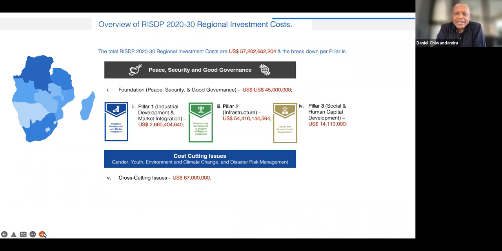And then the last area of costing is on the regional investment costs, and the total projected cost is 57 billion US dollars, and you can see it's quite a significant figure given the very nature of these activities or projects that will be implemented, with a bulk allocated to the second pillar, infrastructure, and then followed by the first pillar on industrial development and market integration, and then we have the cross-cutting issues, and then the third pillar on social human capital development.